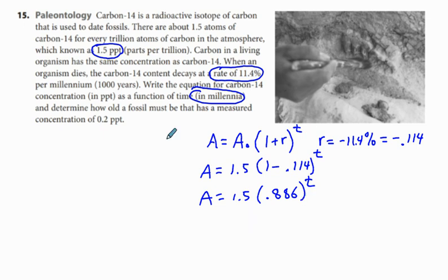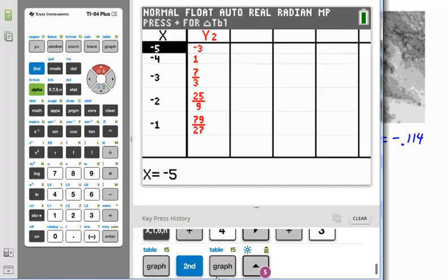Okay, and it's going to be an equation. To determine the amount of time, if we set this other side equal to find the amount of time it takes to get 0.2 parts per trillion, we put 0.2 equals 1.5 times 0.886 to the power of t, and t is going to be in millennia. So we can go to the calculator and figure that out.